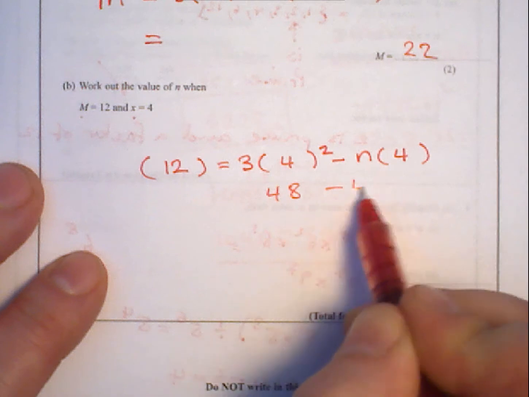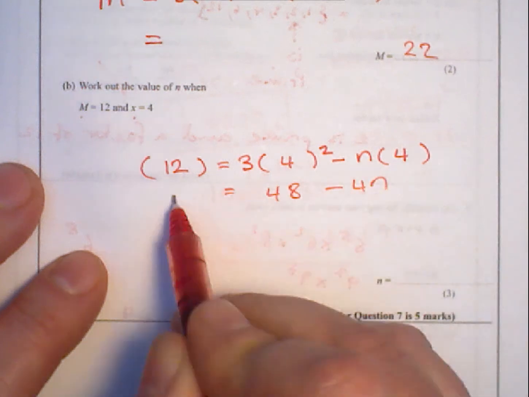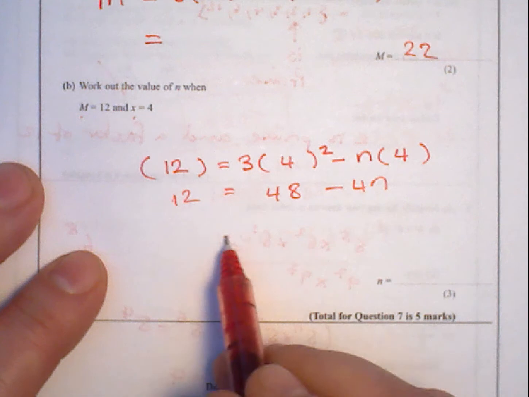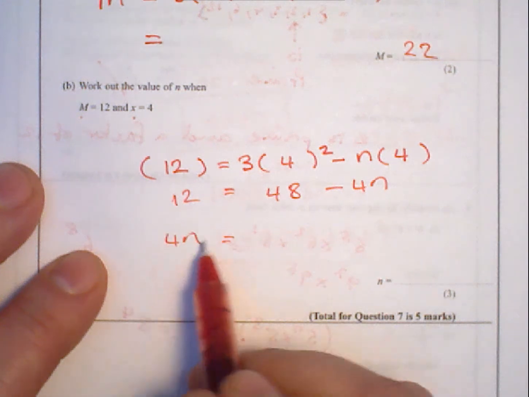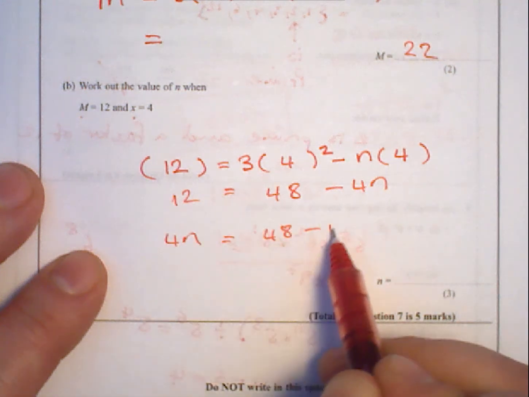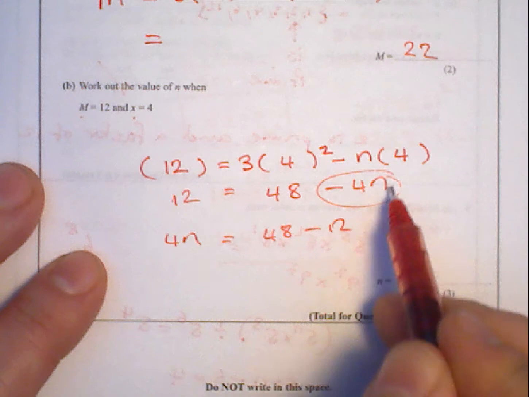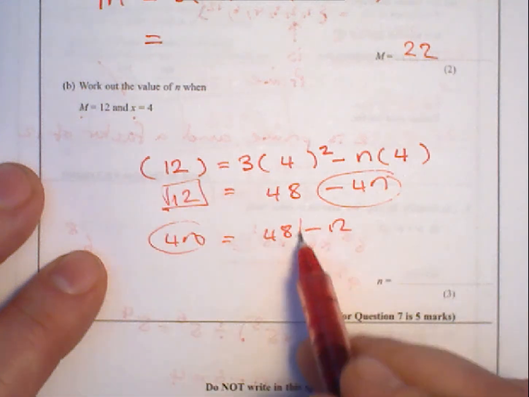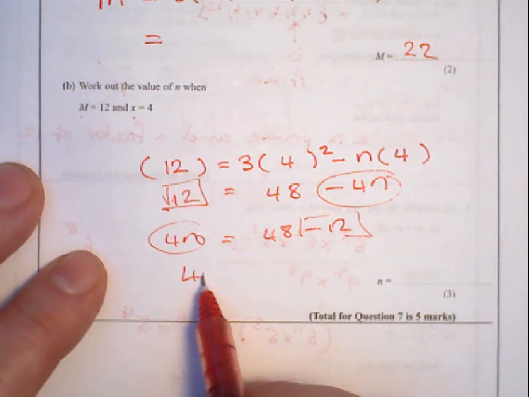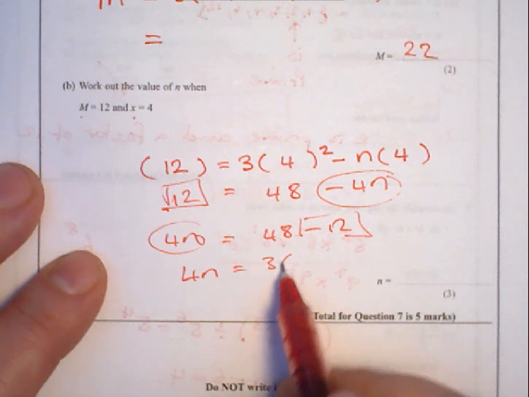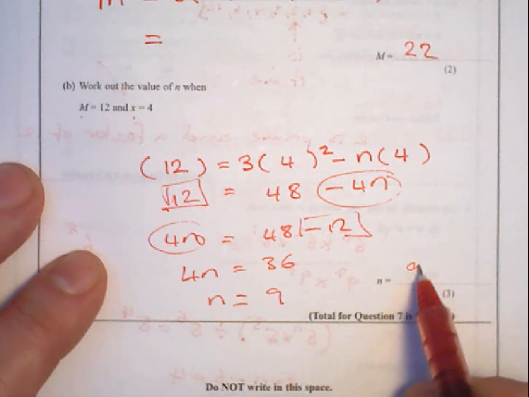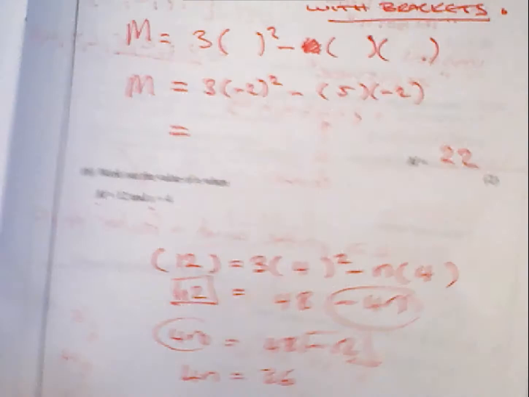This is minus 4n, and this is 12. Okay, so let's make that positive by changing sides. So that gives me positive 4n, and now I've got 48 minus 12. So this has gone from right to left and changed sign, and this has gone from left to right and changed sign. So I get 4n is equal to 36. Divided by 4 gives you 9. Okay, so that was 7.